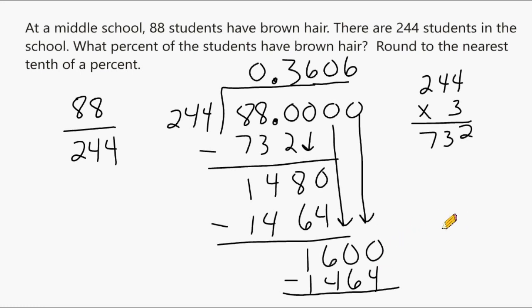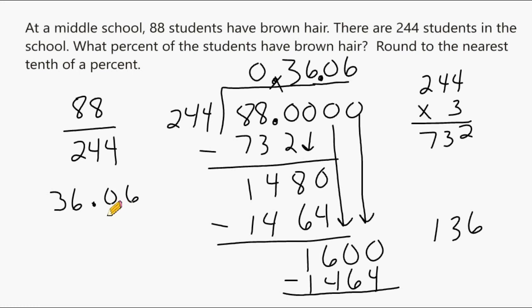All right, and I'm about to run out of space, so let me just write the difference over here. So this would be a 6, this column would give us a 3, and this column would give us a 1. All right. As long as your difference is smaller than this divisor, then you know that you have the right digit up top. Okay, now 88 over 244 to 4 digits is 0.3606. Now to change this into a percentage, we have to move our decimal 2 spaces to the right. Now at this point we have 36.06.